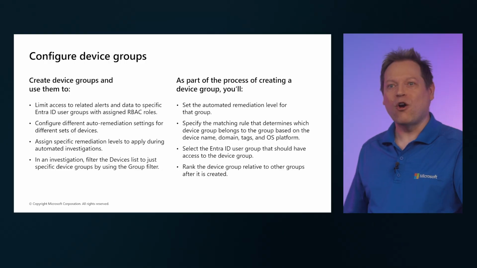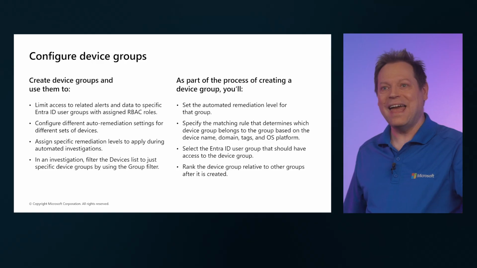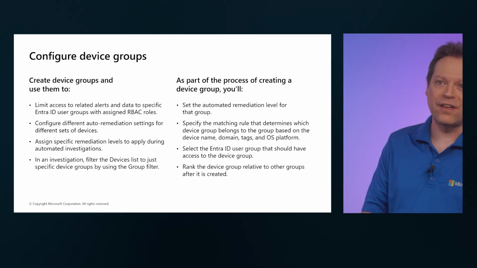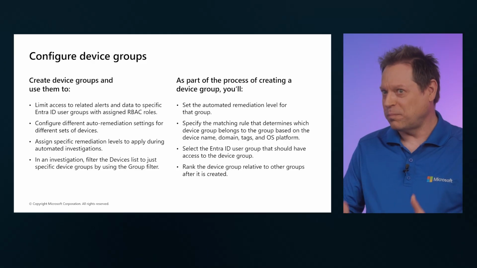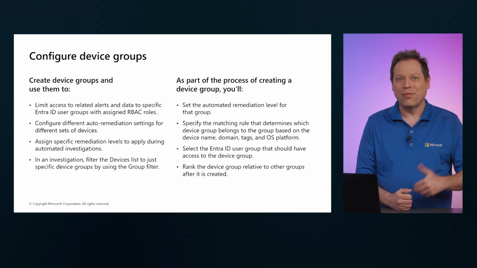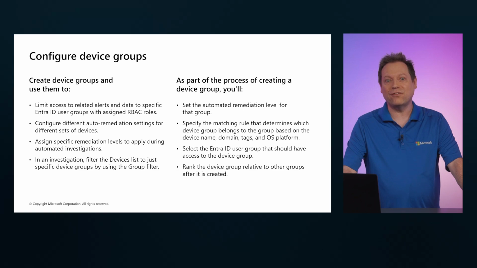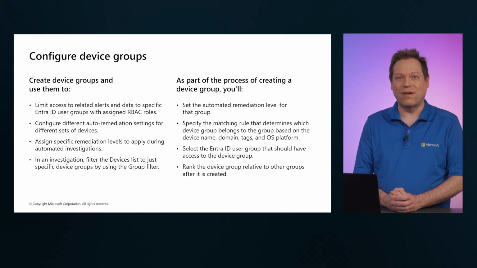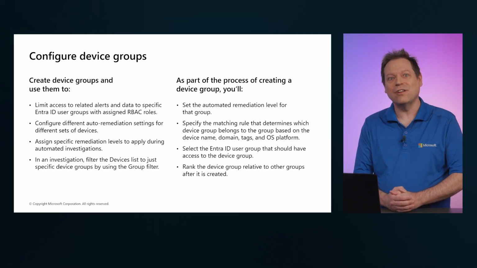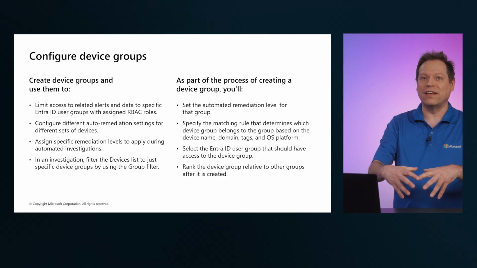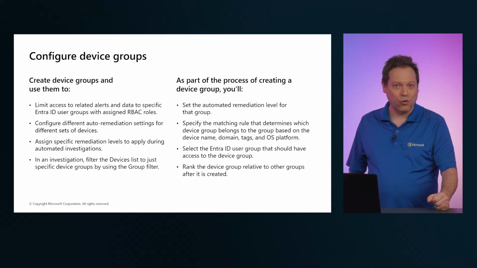Device groups are a powerful way to scope both visibility and automation. You can create device groups and then use them to limit access to related alerts and data to specific Entra ID user groups that have an assigned RBAC role. You can also configure different auto remediation settings for different sets of devices and assign specific remediation levels that apply during automated investigations. During investigation, device groups become a practical filter as well. You can narrow the device list to a specific group using the group filter.